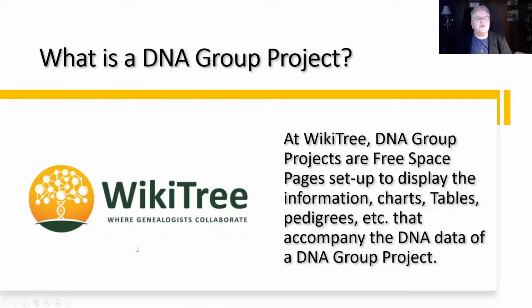For Wikitree, Wikitree is a little bit different. It doesn't actually look at the data. Wikitree provides free space pages that are set up to display information about the data. You can't do that at FTDNA. You can't do that at GenMatch, and you can do that at Facebook, but it's kind of hard to back up and backtrack. Some people have done them at wiki pages, or if they own their own personal servers, they can set up pages there. But Wikitree really offers a great free opportunity to display information, charts, tables, pedigrees that would accompany the data in the DNA group project.